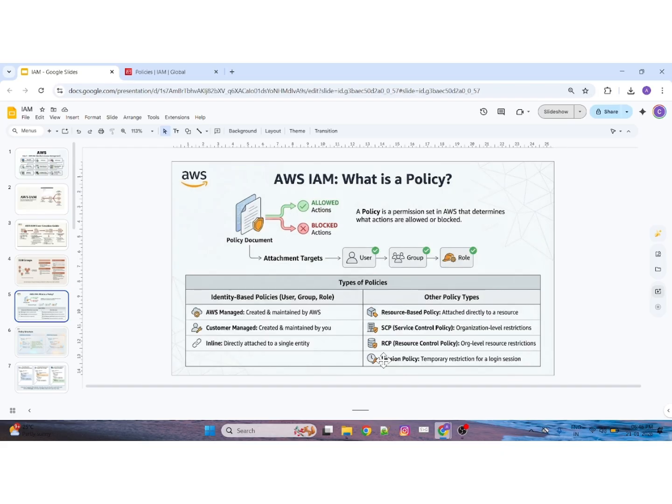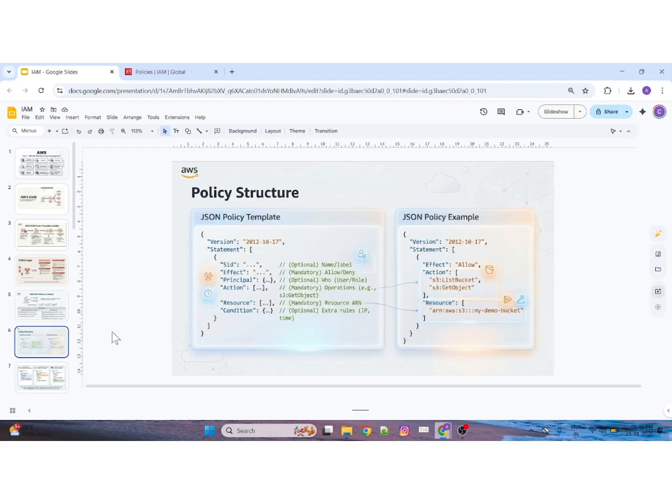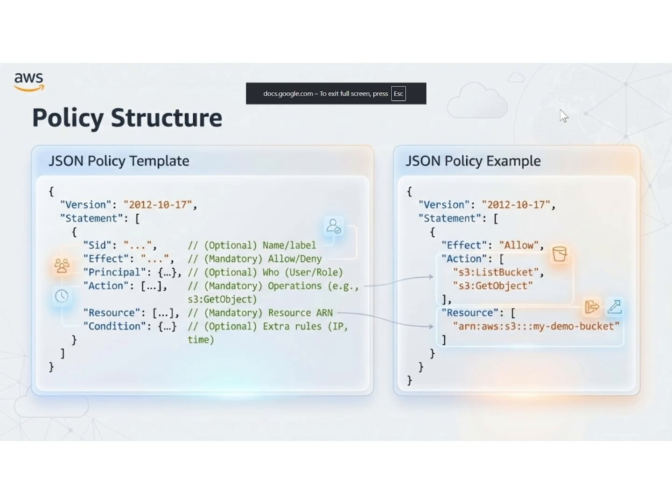Understood? So this is the overall view of what a policy is and why policies are required. In short, policies are nothing but permission sets which mainly allow or deny access to services or a resource. Clear? So let's move on. Let's move to the next topic, which is nothing but policy structure.